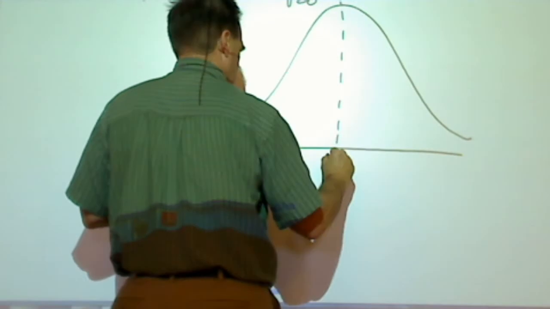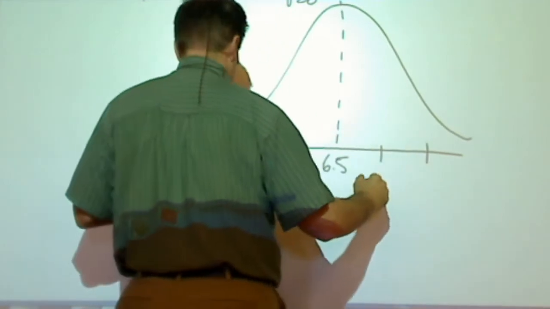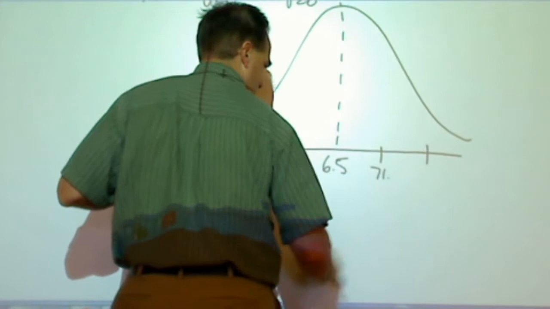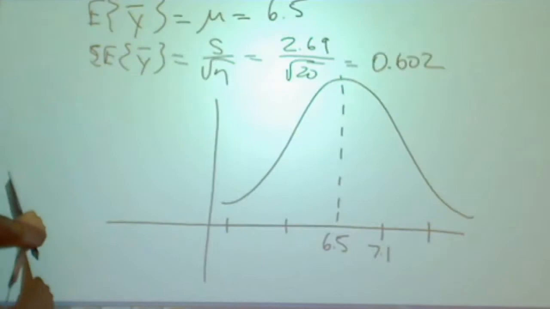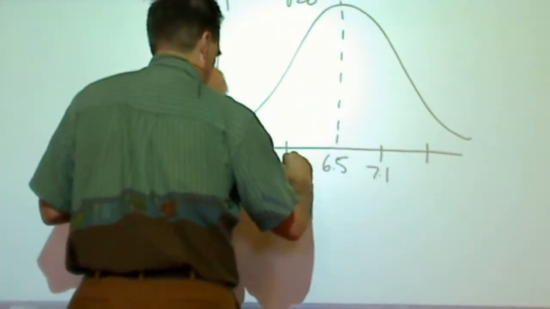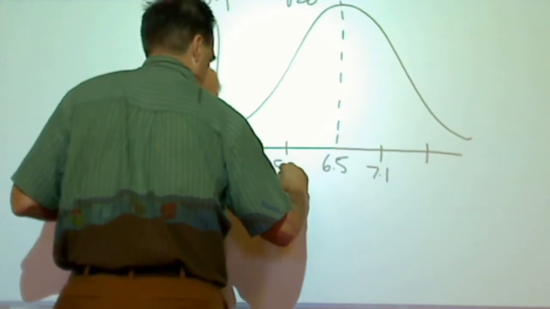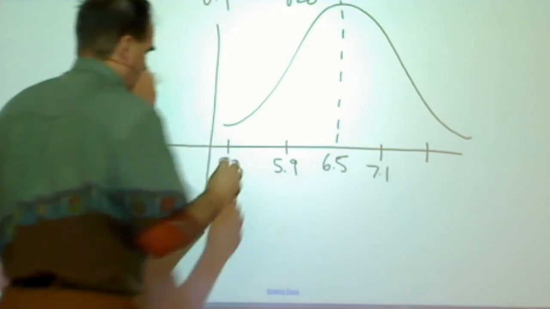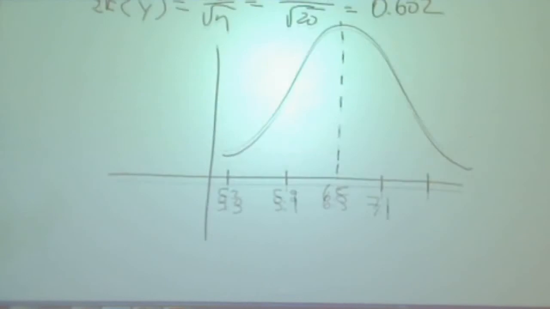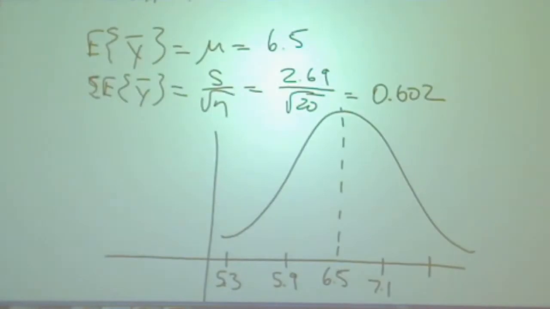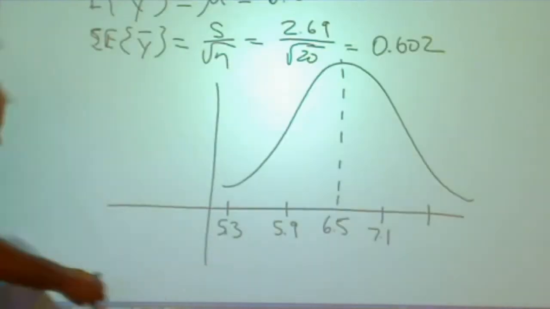Mean of 6.5, sigma, so I'll just do a couple of these. 7.1, because we're adding 0.6. 5.9. 5.3. So again, this is just 1 sigma, 2 sigma, 3 sigma. Okay. Now what do I do? What value do I plop on there? 5.5. Yeah, the sample that we got. So 5.5.